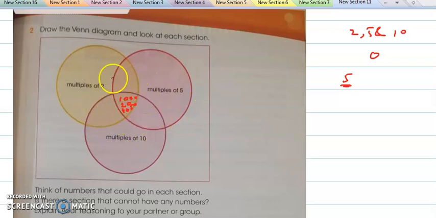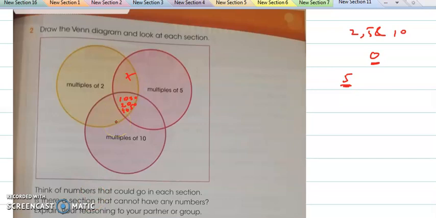Now, I will write some numbers which are multiples of both 2 and 5. The multiples of both 2 and 5 will have 0 at the end, which we already wrote in this section. So there will be no number in this section that we missed here. I will put a cross here because we already wrote the numbers in this section. The question is saying if you are not going to write any numbers in any section, put a cross over there.